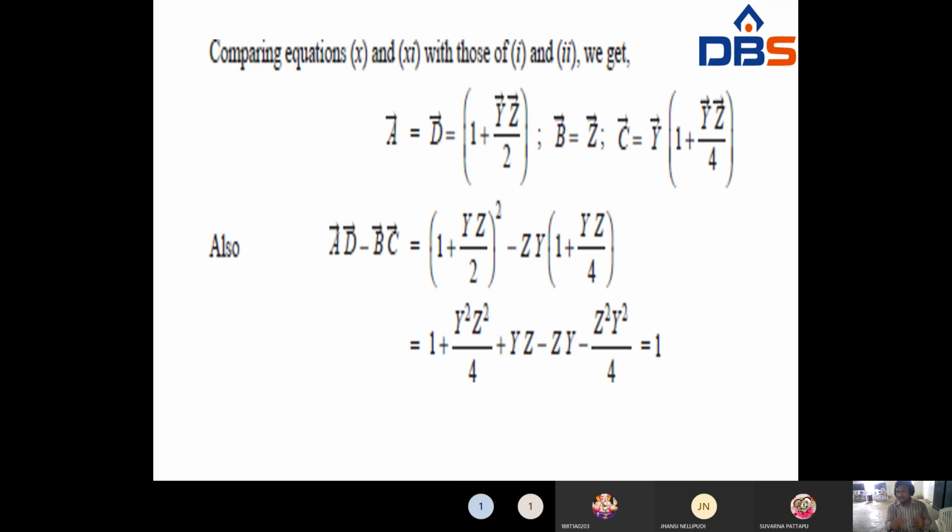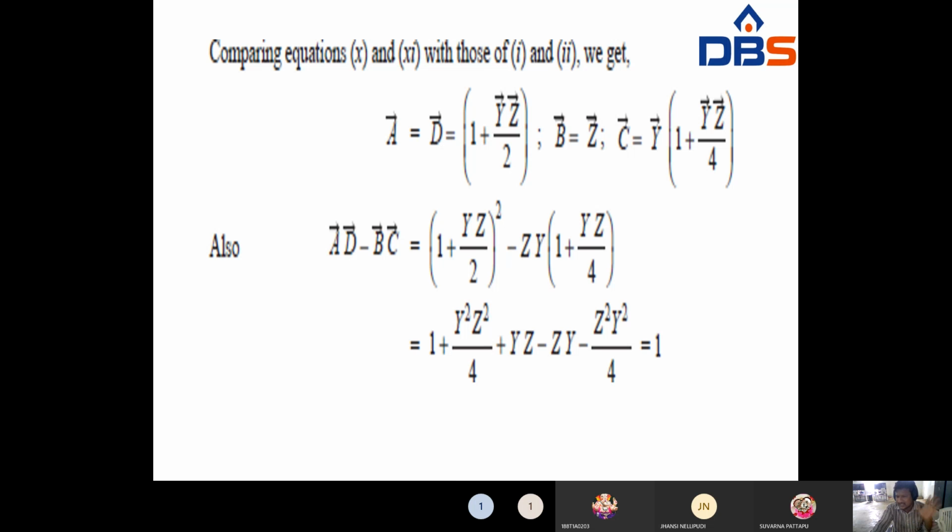B is equal to Z into 1 plus YZ by 4, C is equal to Y for the T network. Coming to the pi network, A is equal to D is the same, that is 1 plus YZ by 2, but B is equal to Z, C is equal to Y into 1 plus YZ by 4. The factor 1 plus YZ by 4 is at B for the T network, and at C for the pi network, that's all. A is equal to D, it is symmetric.